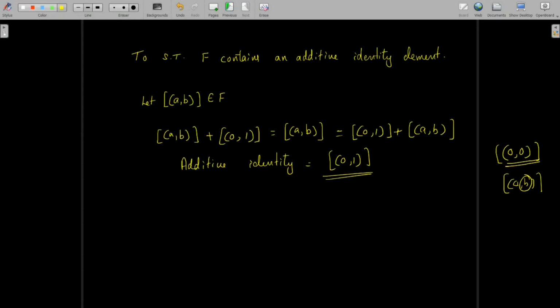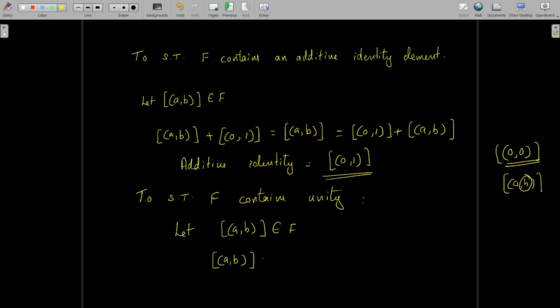Now we have to find the multiplicative identity element in F. For that, as in the earlier case, we will take an element (a,b) belonging to F. The multiplicative identity element is that element in F such that when we multiply it with an element in F, it will result in the element itself. So to find that element, as in the previous case, we will consider the set of all rational numbers. What is the multiplicative identity element in Q? We know that it is 1. And we may denote the rational number 1 as 1 by 1 or 2 by 2, 3 by 3, etc.